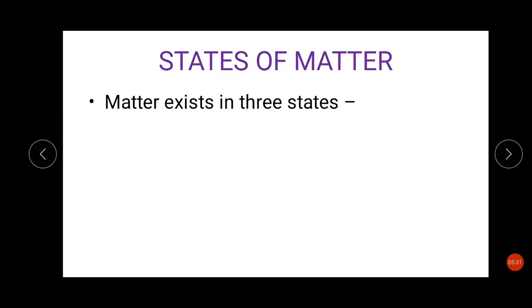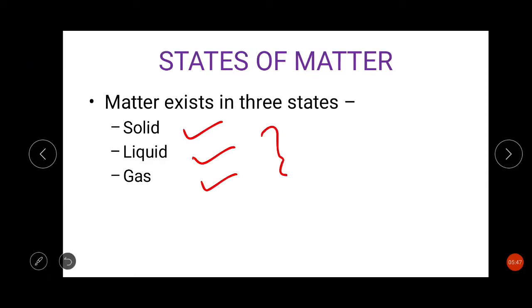So matter exists in three states. Which are they? Solid, liquid and gas. So these are the three states of matter. Which ones? Solid, liquid and gas. So these are the three states of matter.